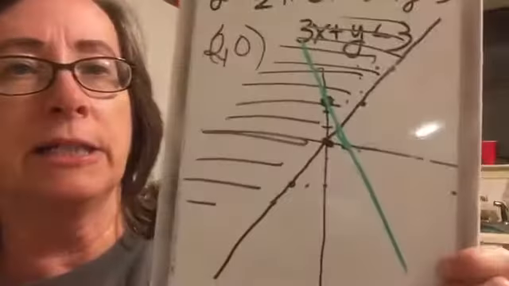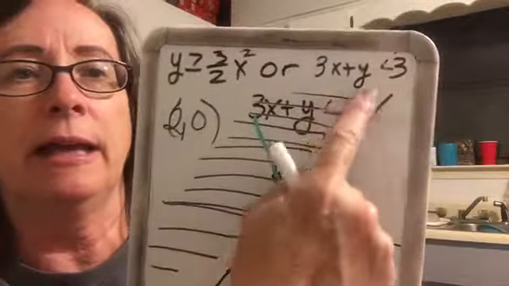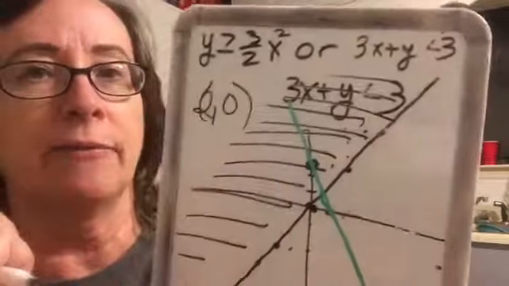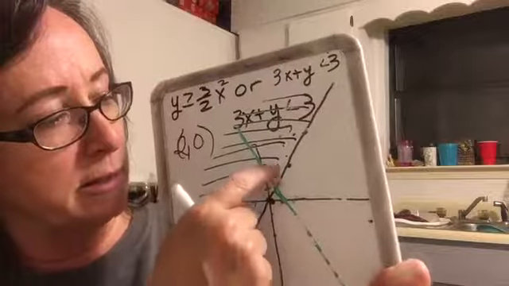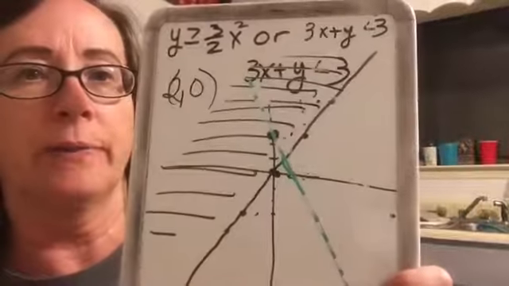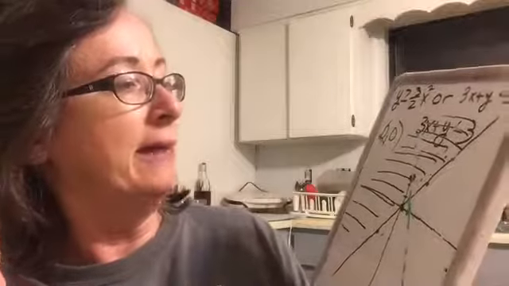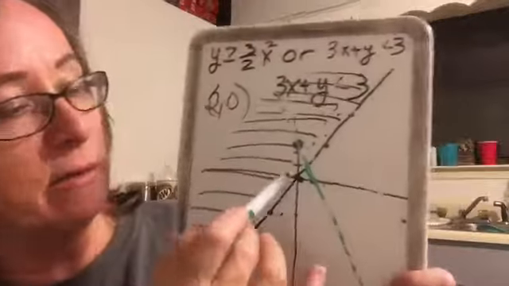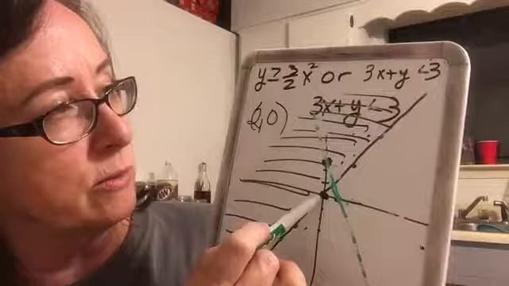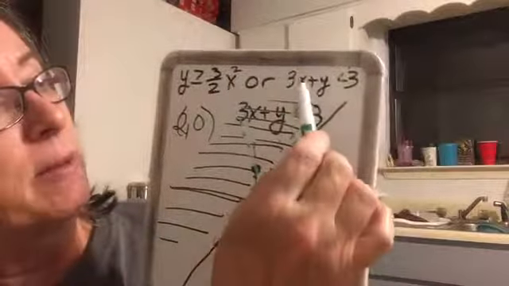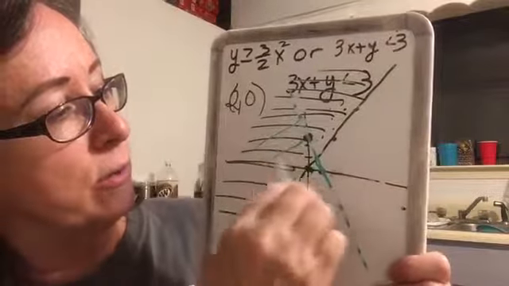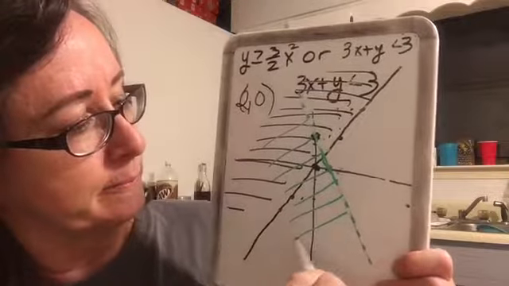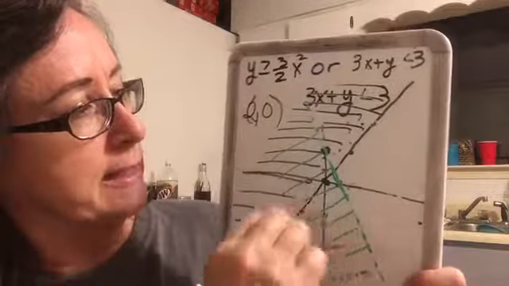All right, so now I just did something wrong, because this one has a less than instead of a less than or equal to. So that means that my green line should be dashed. So I'm just going to make it kind of dashed there. Not solid. And then I have to figure out where to shade it. 0, 0 is off the line now, so I can use 0, 0 again. If I plug in a 0 and a 0, I get 0 is less than 3, which is correct. So I'm going to shade towards 0, 0.